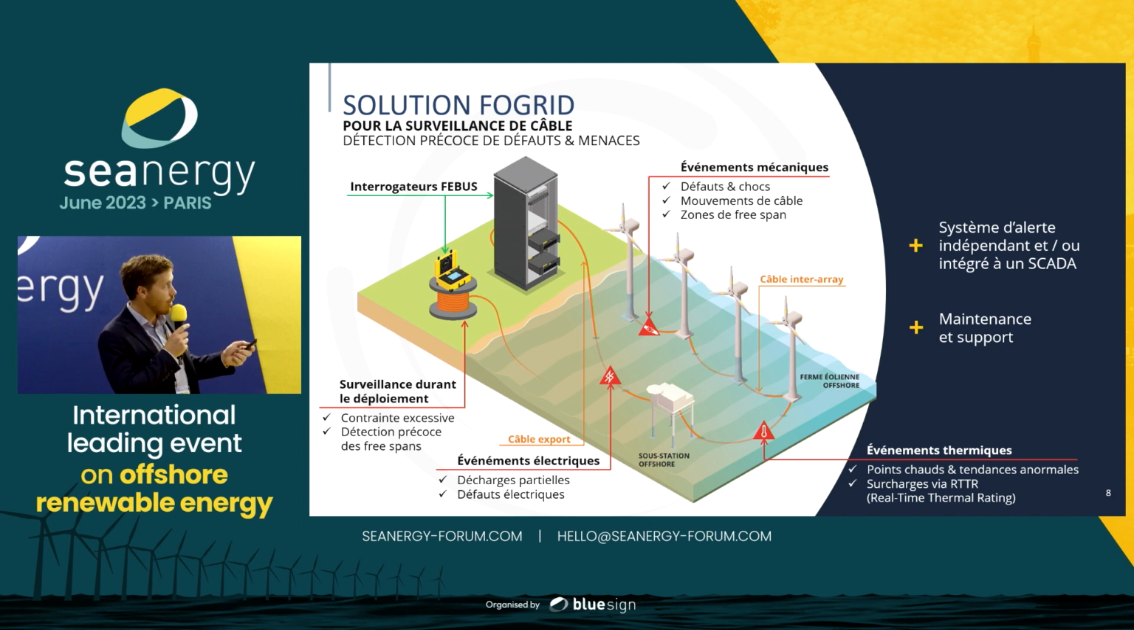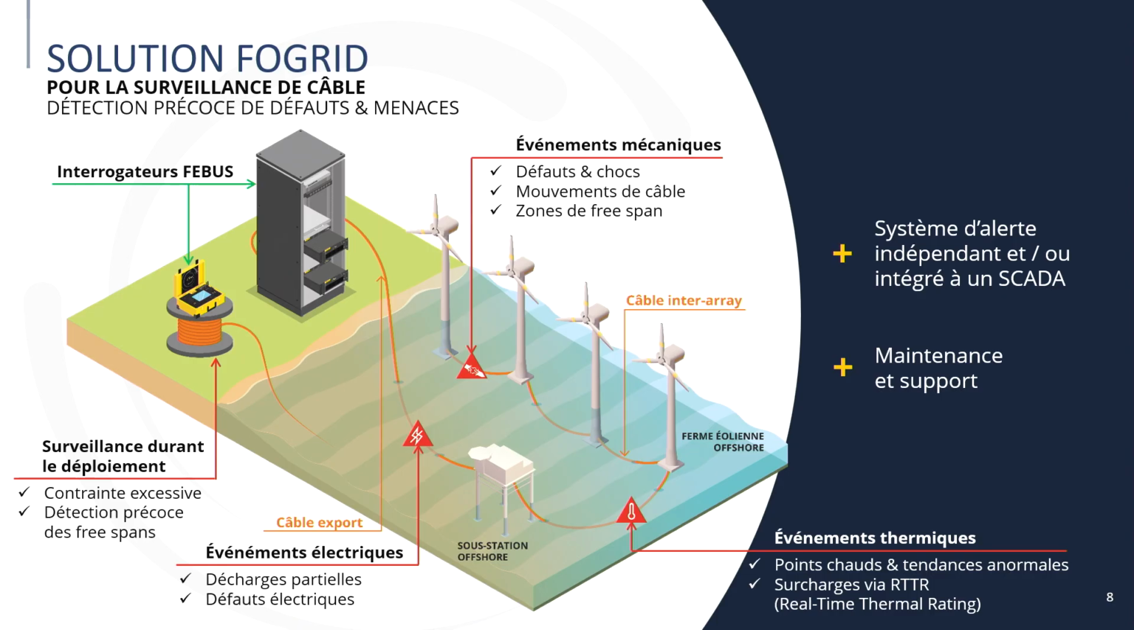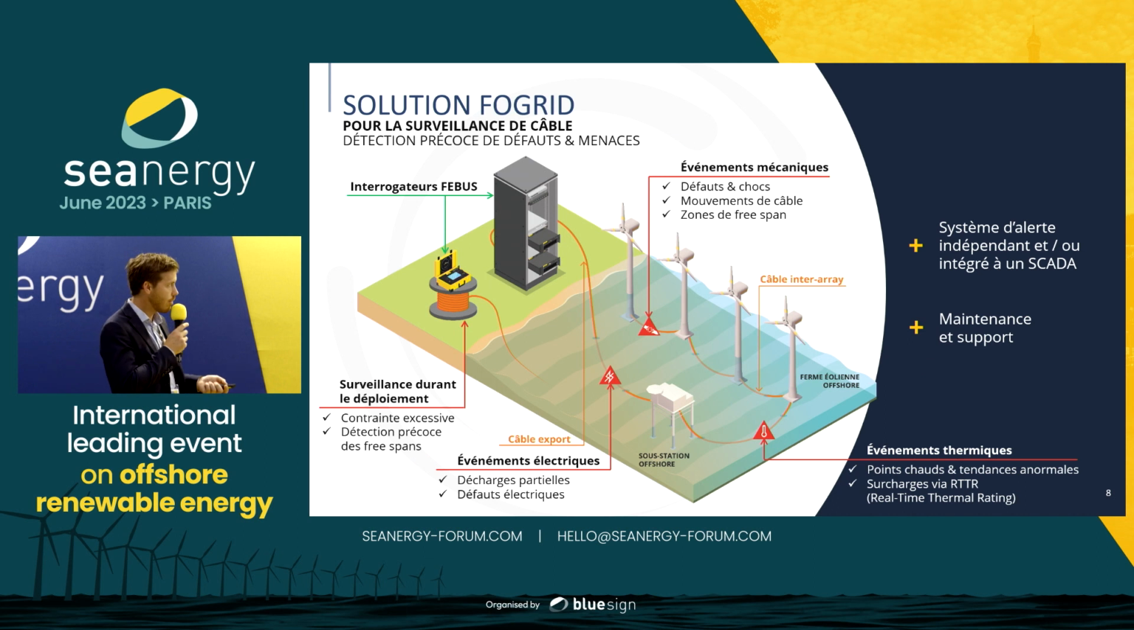We can also, thanks to optical fiber, measure mechanical events, may it be shocks or even movements, such as free span, or even on the output of floating devices on the dynamic cables to make sure that they behave properly. So it's very interesting. And we can also go for electrical events, such as partial discharges. On this, we can detect and localize partial discharge events throughout the export cable and inter-array cables.